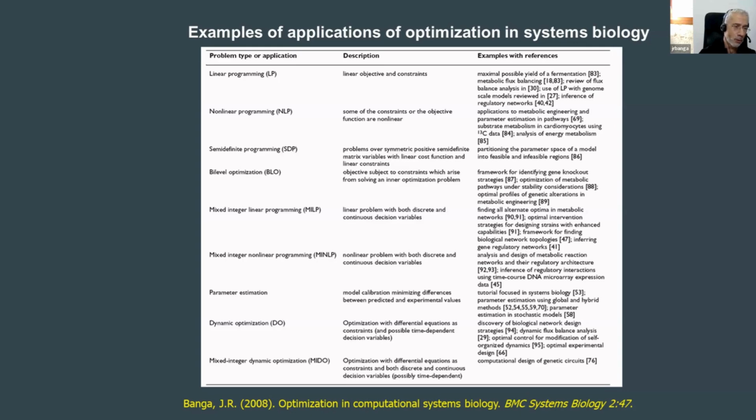Then in this table, as you go down, you go to nonlinear programming, bi-level optimization, mixed integer linear programming, and so on. Things get more and more complicated, but you can see that for all these types of optimization problems, many people have already developed specific applications in computational systems biology. So the message here is that optimization in systems biology is a useful tool, and it's a tool that's being used by many, many researchers.